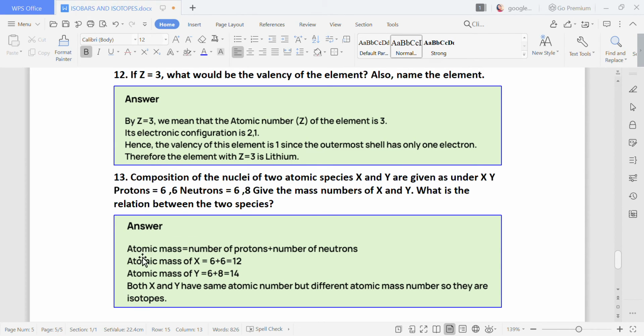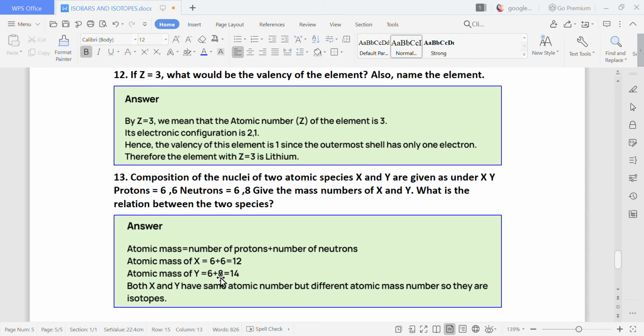Now let's see atomic mass. What is the formula for atomic mass or mass number? Atomic mass or mass number is one and the same thing, and the formula for atomic mass is number of protons plus number of neutrons. So first we will find out the atomic mass for X. The number of protons for X are 6 and number of neutrons for X are also again 6. So 6 plus 6, 12 is the atomic mass for X. Now let us calculate for Y. So for Y it is 6 plus 8, that is 14.